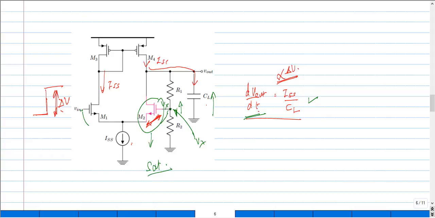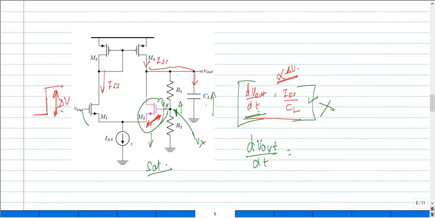So the moment this M2 transistor gets turned on, the rate at which this equation that I have written will not be followed. What would be the rate then? What would be the rate at which the output changes once M2 comes into action?